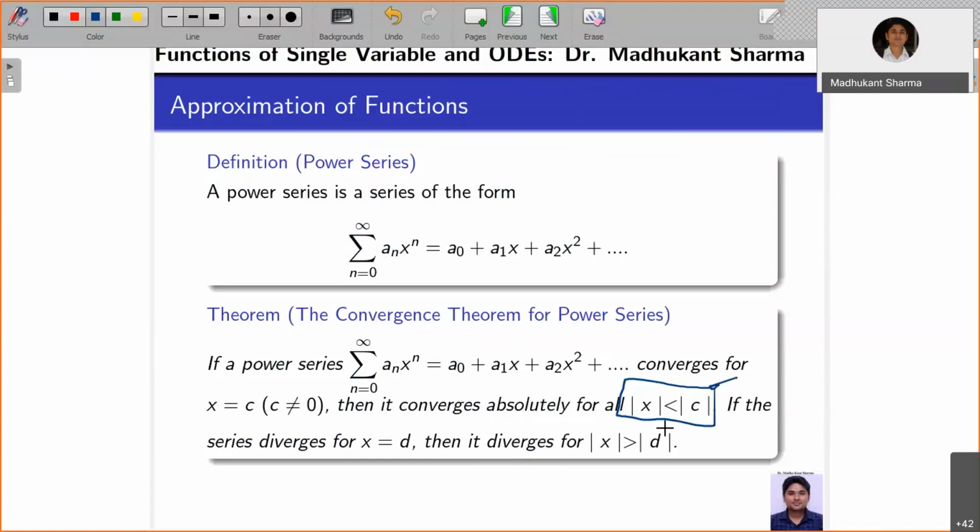This is where you are sure that this converges absolutely for this interval. So this term-wise integration and term-wise differentiation is allowed in the interval of convergence for the power series. On the other hand, it is not allowed outside of it. So that's an important thing attached with this convergence.